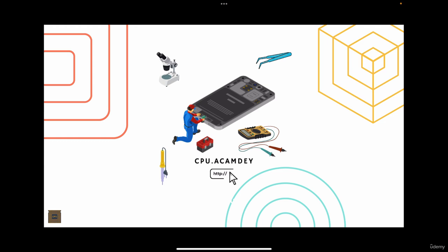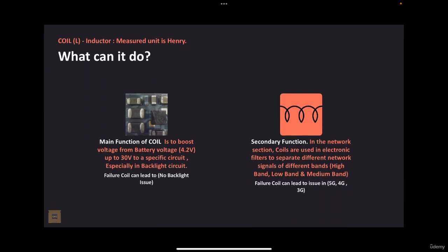What's up, guys? In this episode, we are going to speak about the coil, or inductor. What can it do? It is so easy. We use this coil to boost the voltage from the battery, from 4.2 volts up to 30 volts. Sounds well? Sounds super well.